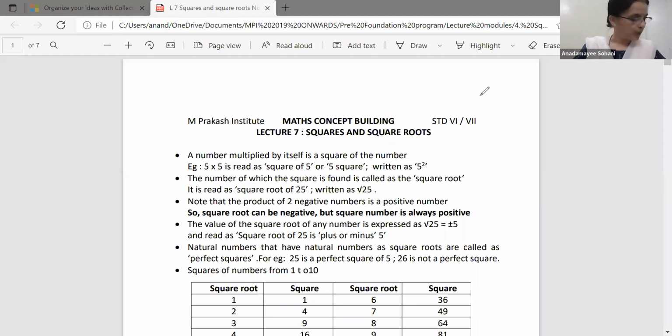So I hope you're comfortable with our first three topics now: handling numbers, fractions, and rational numbers. Today we'll take a small detour. Squares and square roots is a topic slightly away from the stream, and then we will come back to the stream in the next topic.